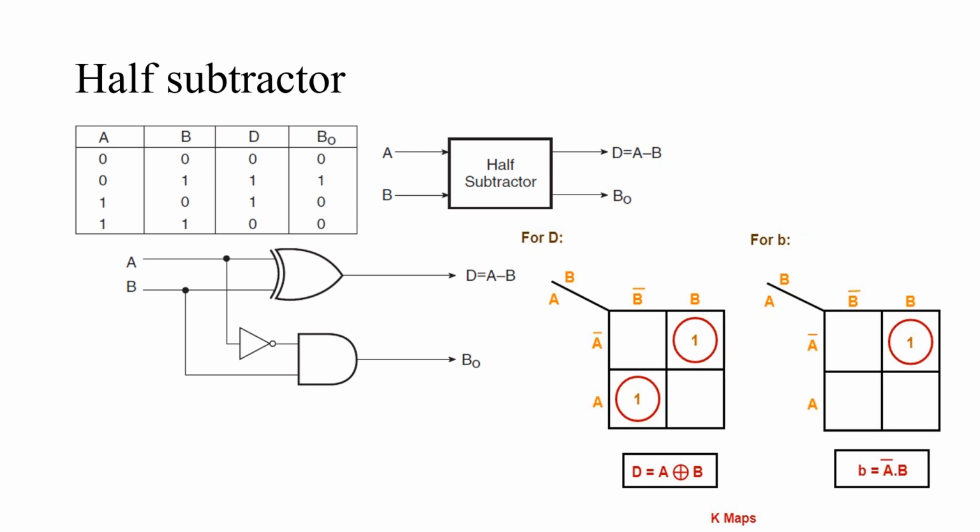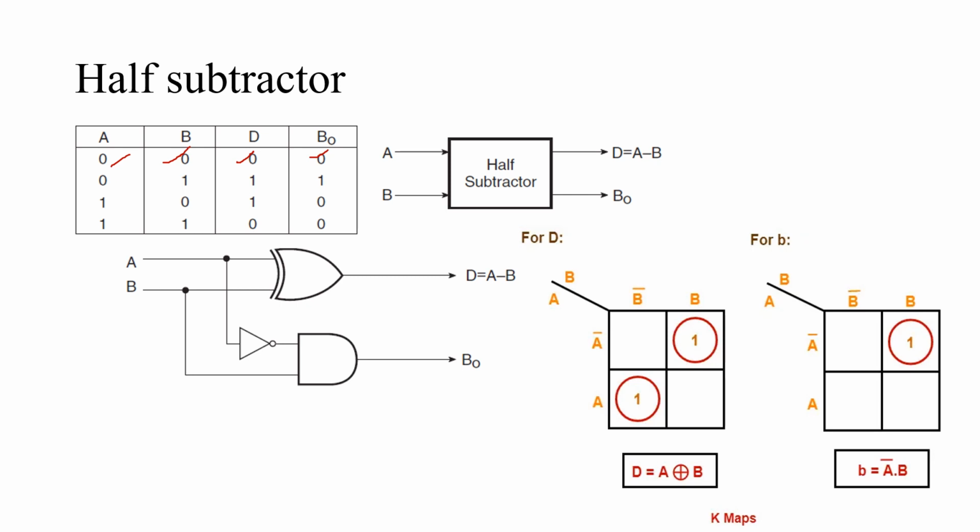Next circuit that we are going to study is a half subtractor. Half subtractor is again 2-bit binary subtraction. So this is 0 and 0. 0 minus 0 is 0, and 1 is also 0. Similarly, 0 minus 1 is 0.